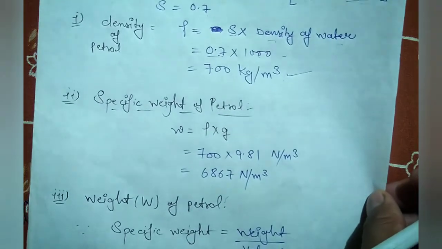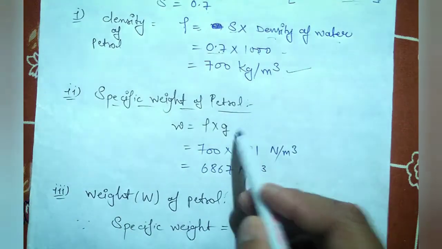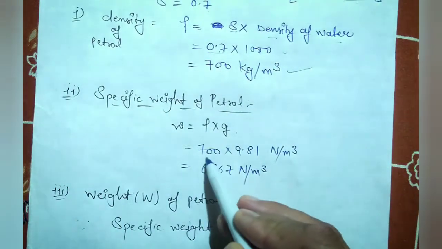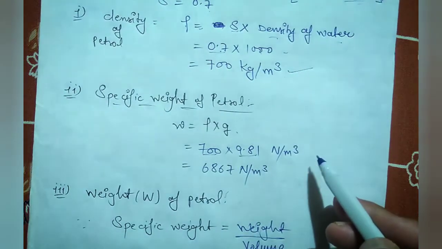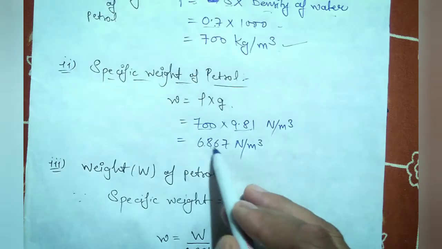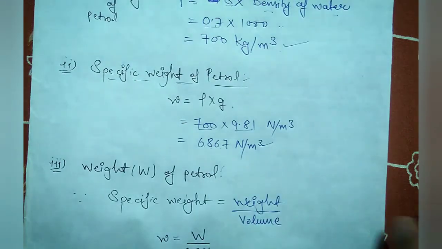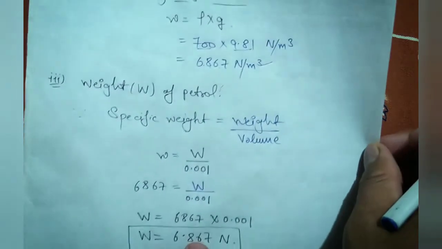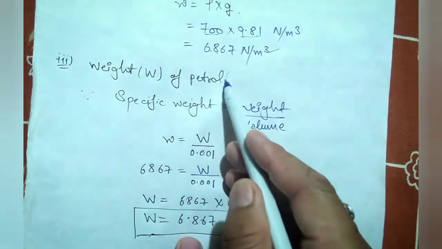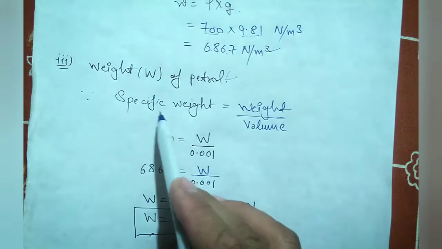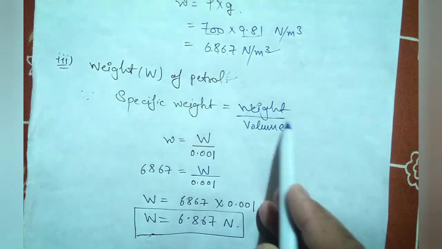Now specific weight of the petrol, so w equal to rho into g. So we will multiply density with acceleration due to gravity 9.81, so it is coming out to be 6867 Newton per meter cube. Okay, so it is very simple to calculate. So now next one is your weight. So weight of the petrol. Okay, so we know that specific weight is weight over volume. Okay, so volume is given to us.